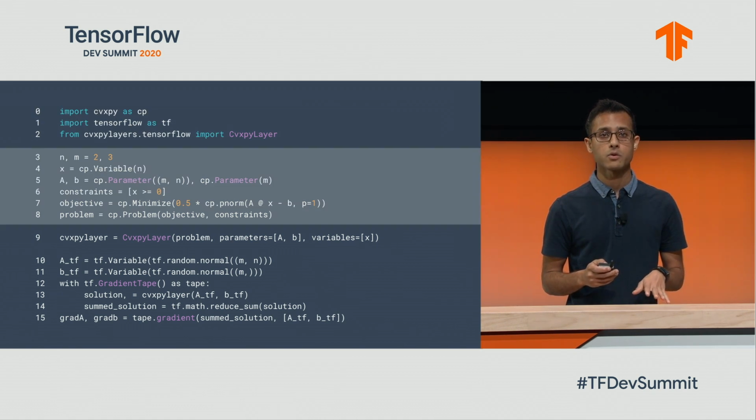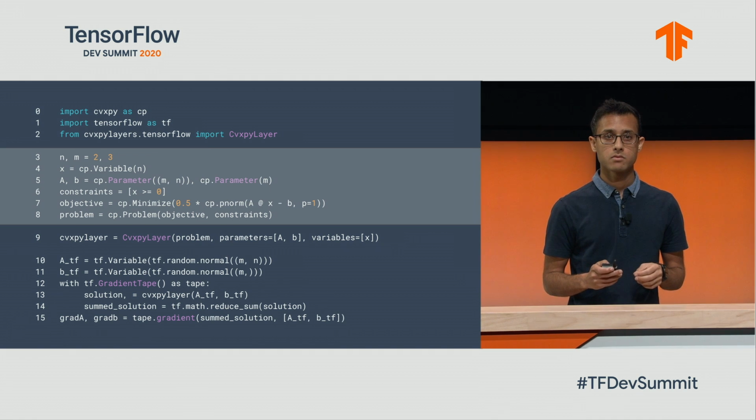In this next highlighted block, we construct a simple convex optimization problem using CVXPY. In line 4, we construct the variable x. In line 5, we declare the parameters in the optimization problem, which are a and b. So a and b here correspond to the vector theta that we saw in the previous slides. In line 6, we constrain x to be non-negative. In line 7, we construct the objective, which here is to minimize the one norm of ax minus b. And in line 8, we construct the problem.